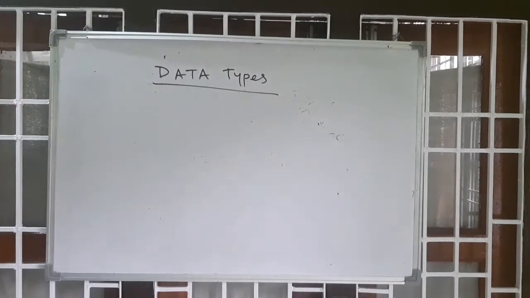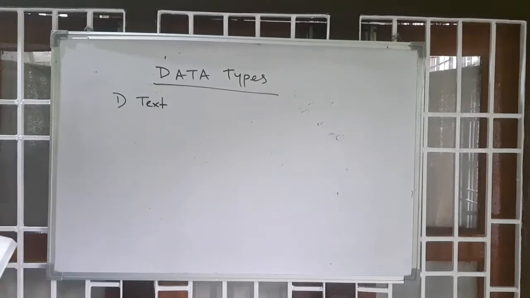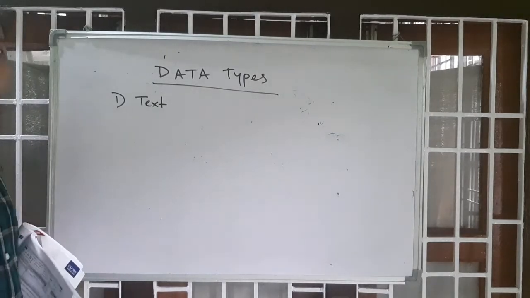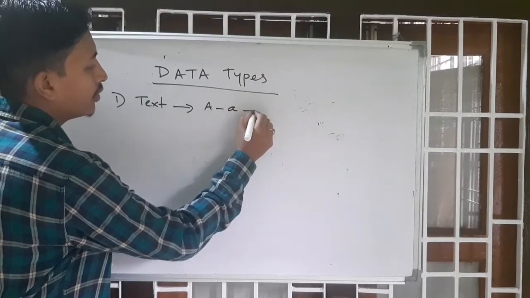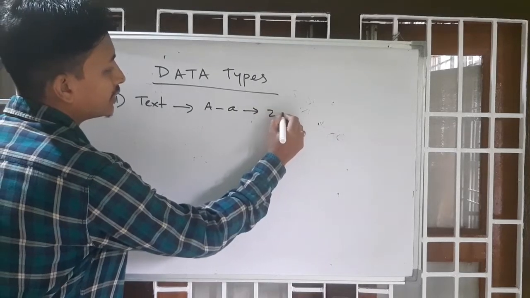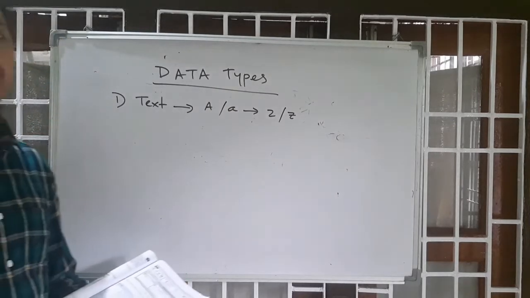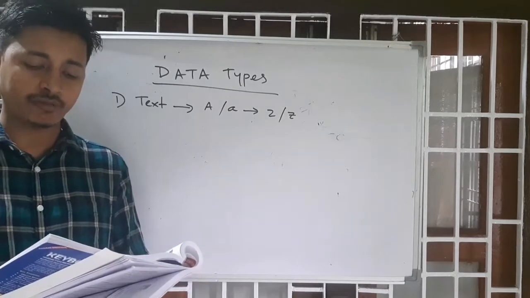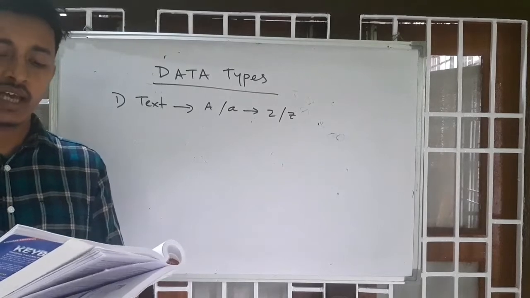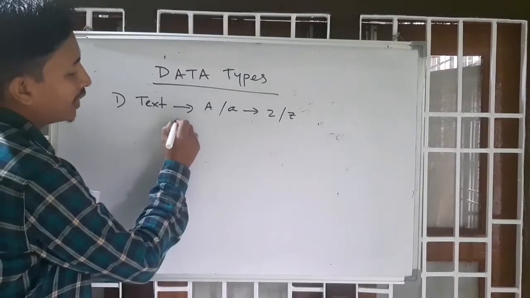The first one, you can see in the book. The first data type is text. Text means what? It is a character, from small a to capital Z or small z. It is used to store text, that is a combination of text and numbers, such as addresses and numbers that will not be used in calculations.